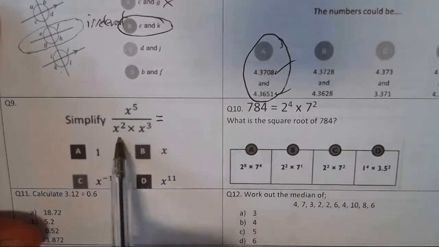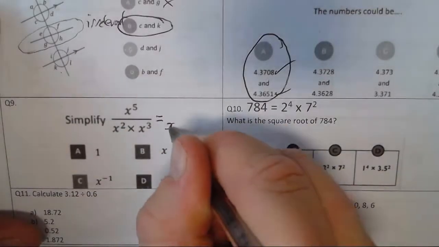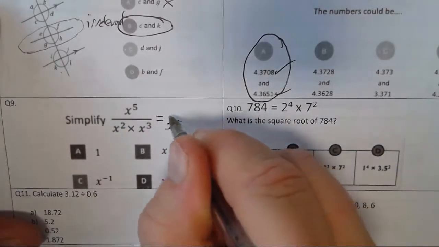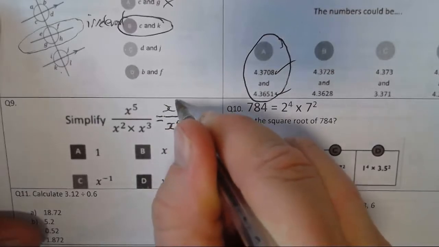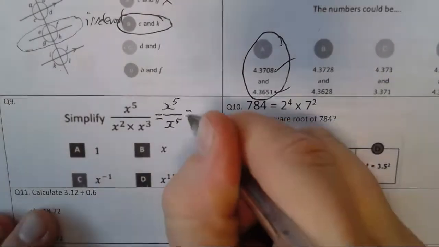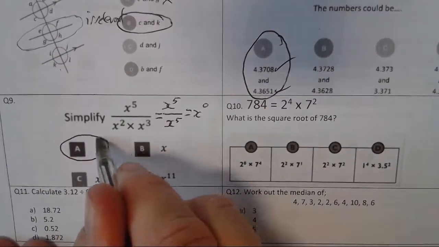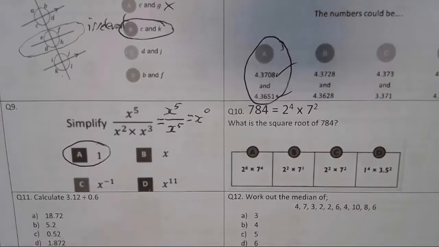I'm going to look at this part here. X to the 2 times x to the 3, you should know, is x to the 5, right? Because of that index law. So I've got x to the 5 divided by x to the 5. Now, when I'm dividing with powers, I'm just going to subtract. So I've got x to the 5 minus 5, or x to the 0. So my answer is just 1, because anything to the power 0 is 1.